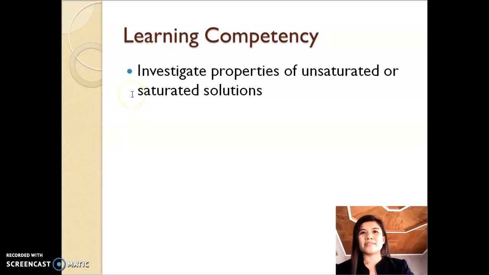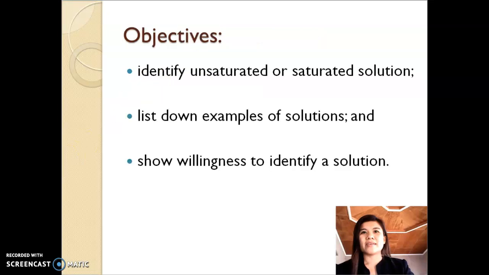So the learning competency that we followed here in this presentation is investigate properties of unsaturated or saturated solutions. Alright, so this is based on the DepEd curriculum guide. And the objectives we are following also is, for the knowledge part, identify unsaturated or saturated solution. For the skills part is list down examples of solutions. And for the attitude part, show willingness to identify a solution.